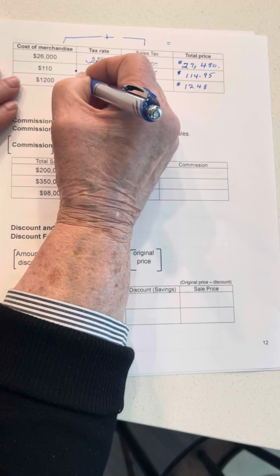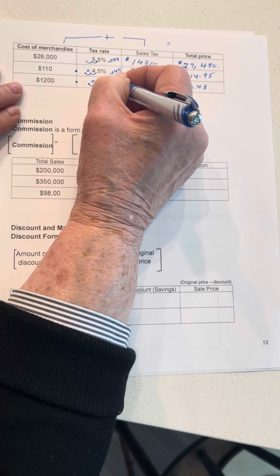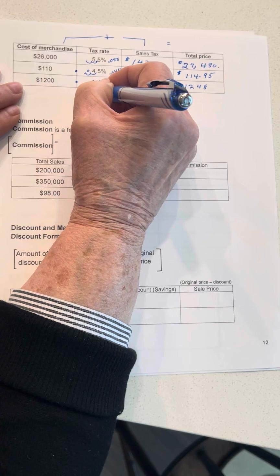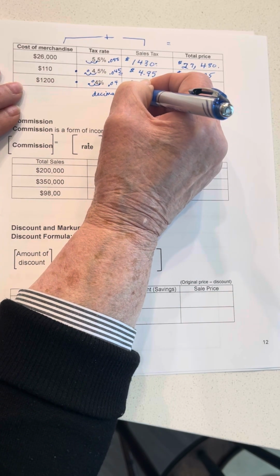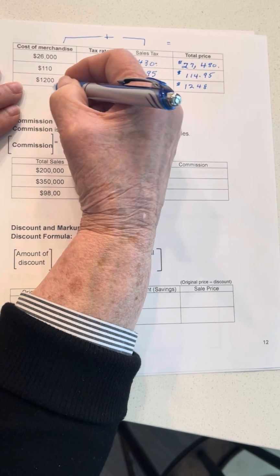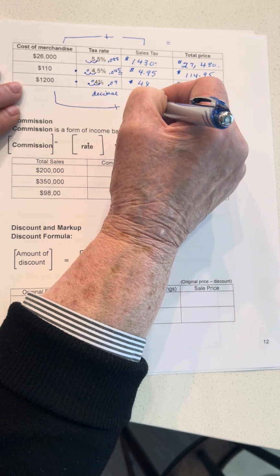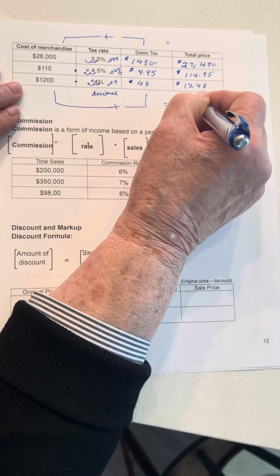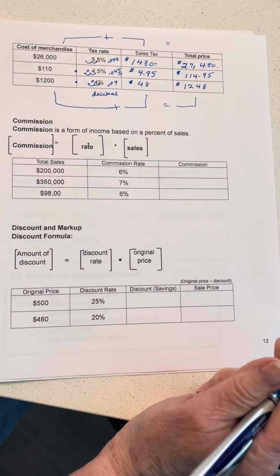So we multiply the cost of the item times the tax rate, changed to a decimal. We have to use a decimal here. And this will be the tax, and we'll add the merchandise plus the tax, and that's going to equal how much you have to pay.